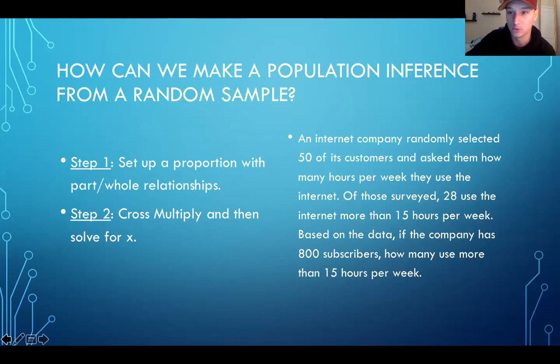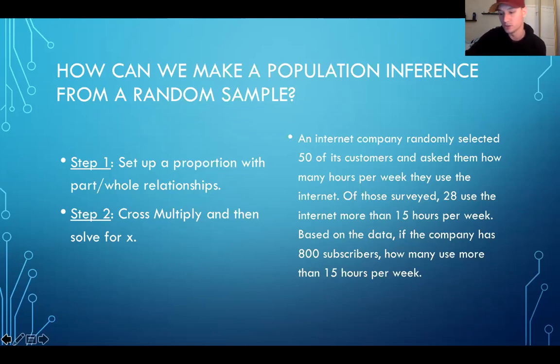So we're going to set up a proportion, which is what we learned in 6th and 7th grade. You set two fractions equal to each other. We already know what we're looking for is how many users use more than 15 hours per week out of 800. So we're going to set that proportion up on the right: x over 800, x in the numerator, 800 in the denominator, because we're trying to find out how many of 800 use the internet more than 15 hours per week. On the left-hand side, we're going to do the 50 surveyed as your denominator, and then you're going to put 28 people who said they did use the internet more than 15 hours per week.